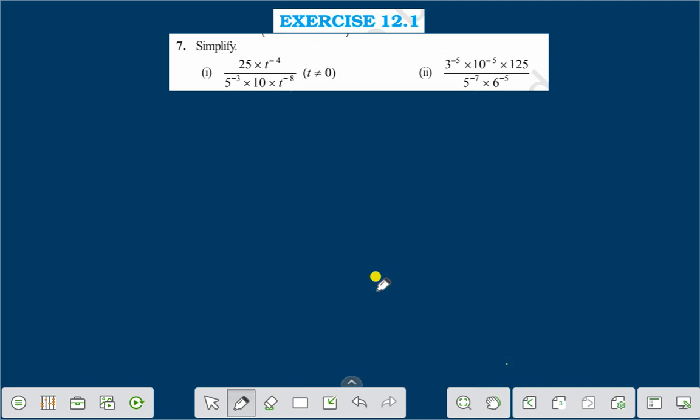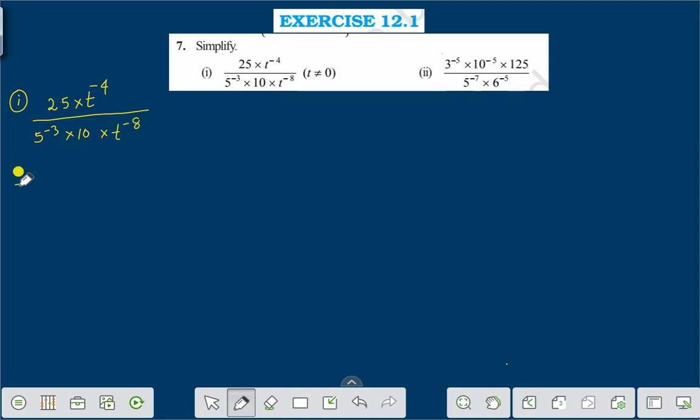Here question number 1 is 25 into t to the power minus 4, divided by 5 to the power minus 3 into 10 into t to the power minus 8.